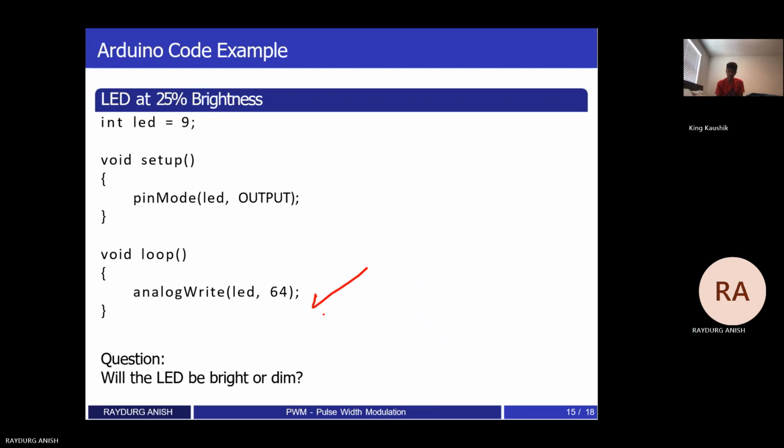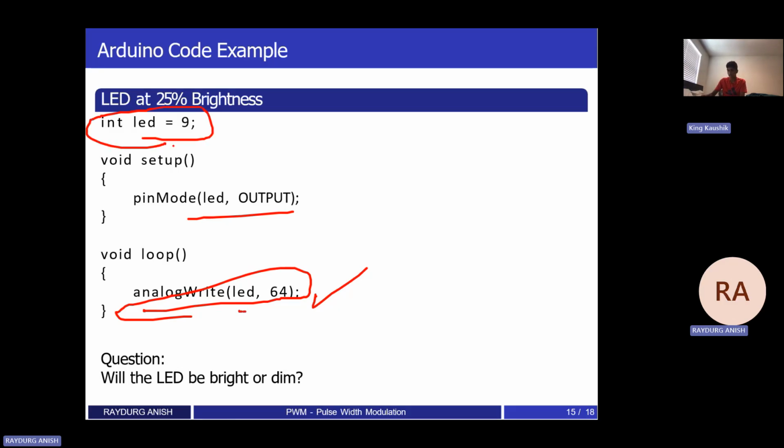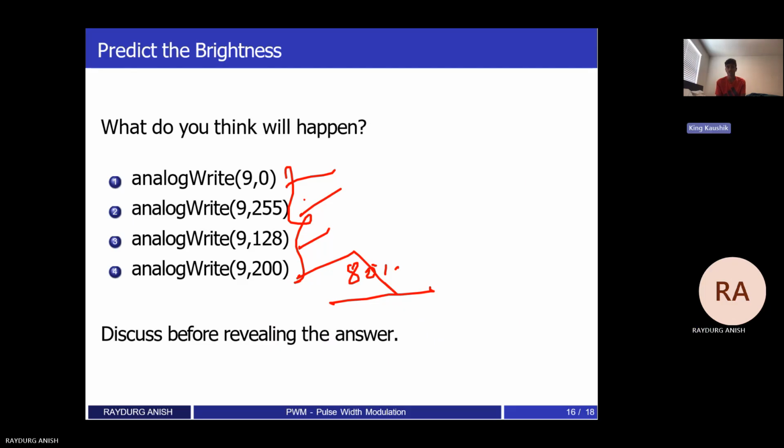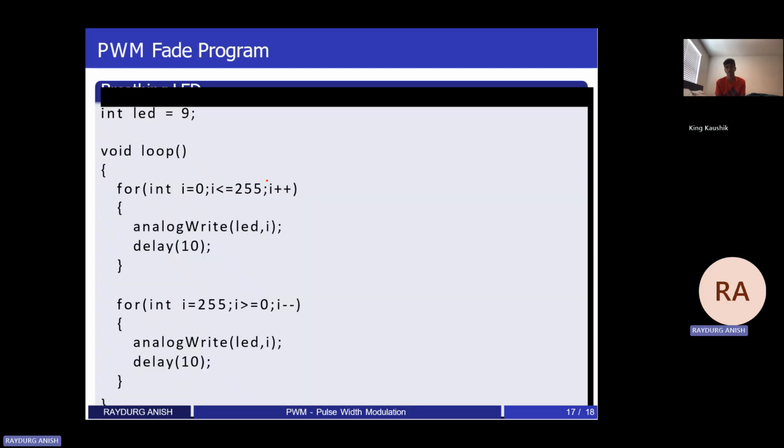So the code looks like this. You just put pin mode, and the LED is defined equal to 9. Then test it out for 0, then off, and 50 is around maybe 80%. So just check for some values. Now if you look at this code, can you see the code? Yes. So LED is 9.